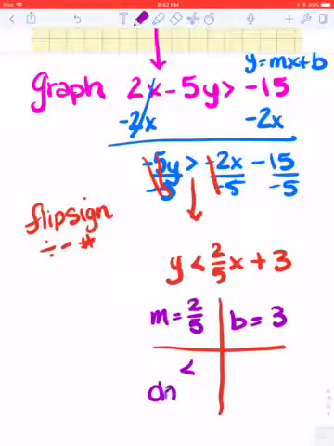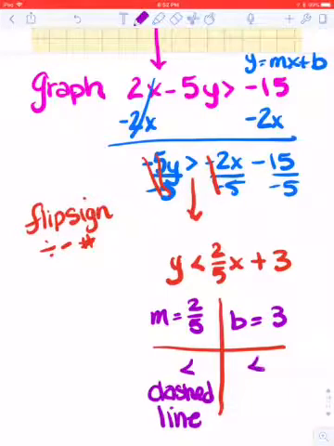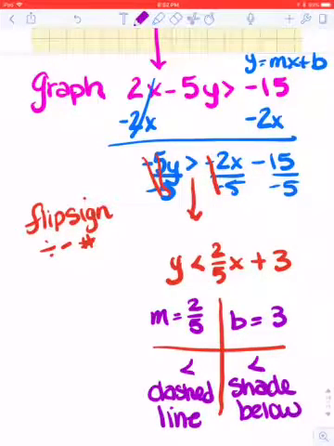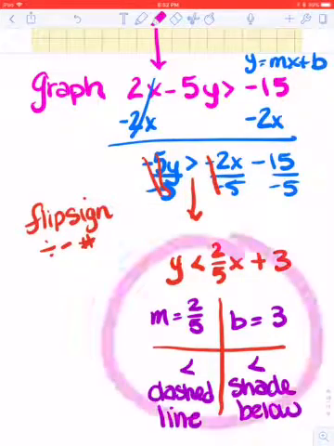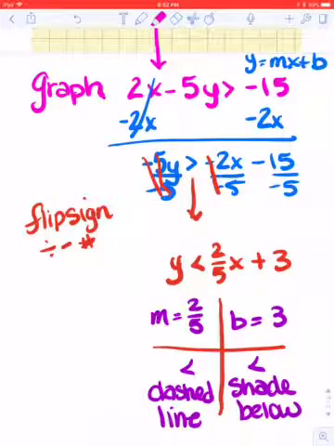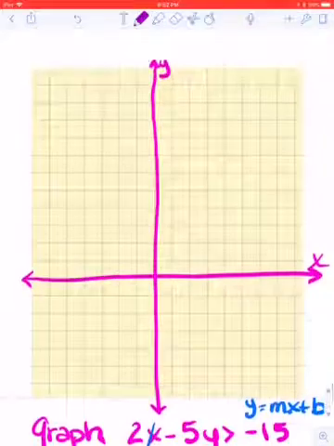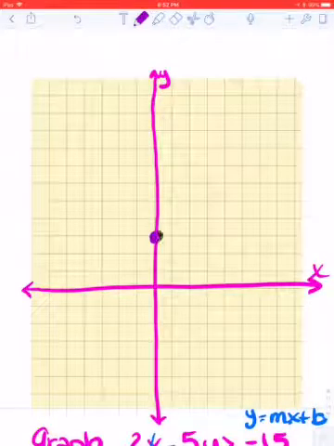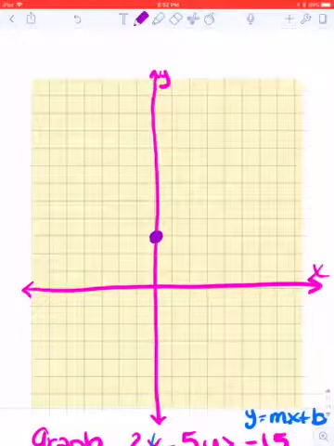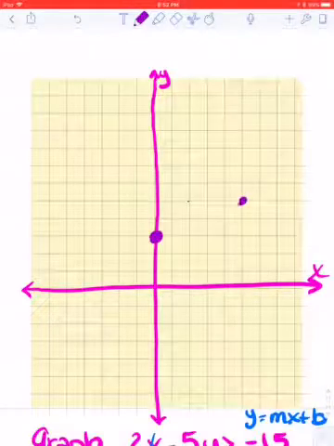If that's my inequality, I'm going to have a dashed line. And if that's my inequality, I'm going to have to shade below. Now remember, the box part that is right here should be on every single one of these, every time you're graphing. So let's take this positive 3 here and start graphing. My y-intercept starts at positive 3. If my slope is 2/5, I'm going to go up 2 over 5.